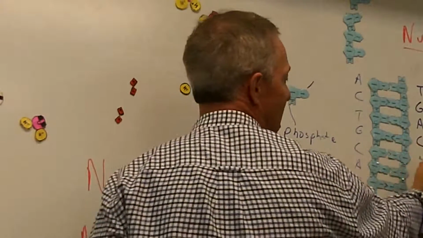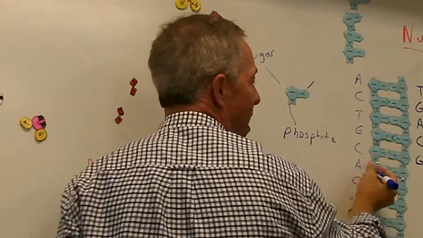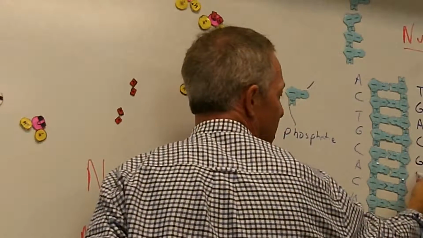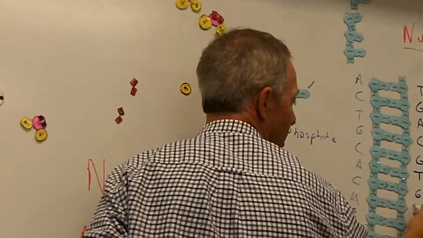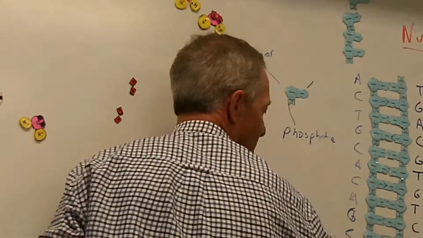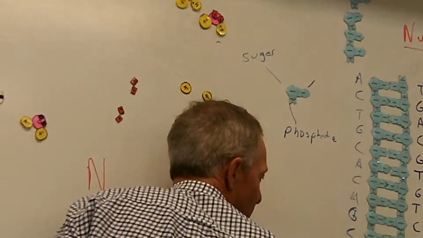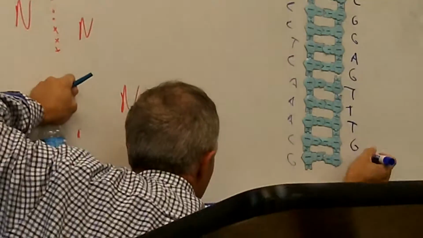So what goes with C? G. I want everybody to say it at the same time. What goes with A? Thymine. T. What goes with C? G. What goes with G? C. A. T. C.